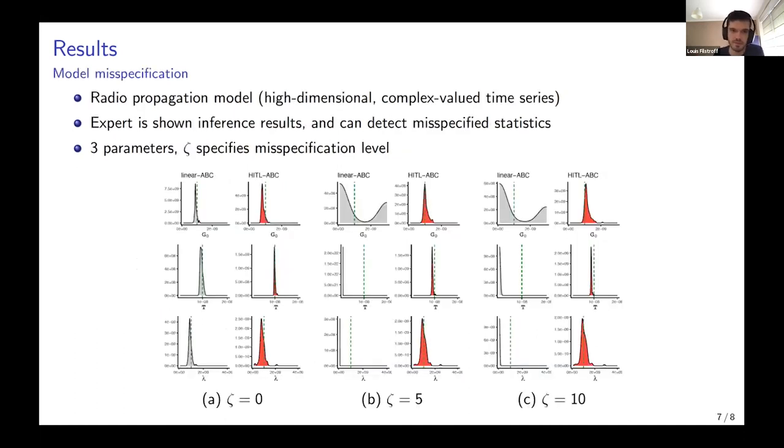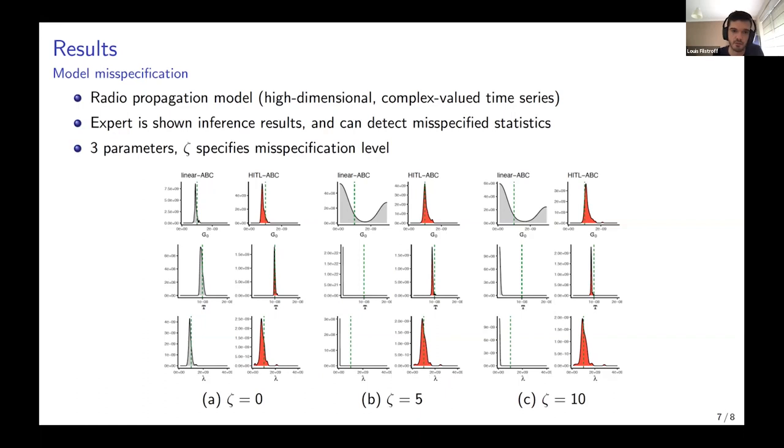And some results about misspecification. In this case, we were studying a radio propagation model. And one assumption that we have is that the expert is also able to detect misspecified statistics when they are presented some inference results. And the results here are given with these plots. And we have this parameter zeta, which specifies the misspecification level. And when zeta is equal to 0, that means there is no misspecification. So that's on the left, panel A.